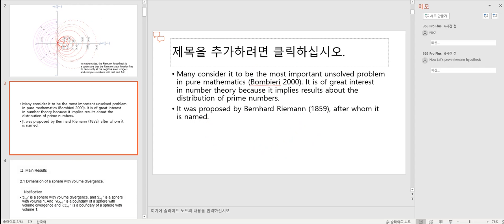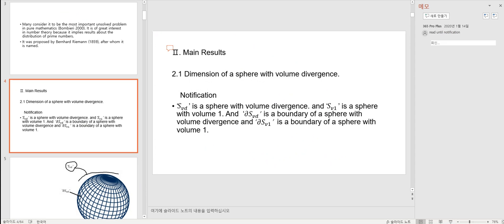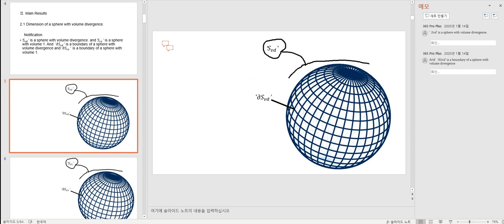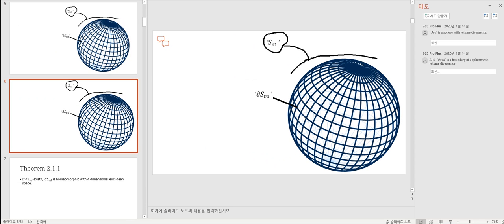Now let's prove Riemann's hypothesis. First, the main result: the dimension of a sphere with volume divergence. Notation: S3D is a sphere with volume divergence, and DS3D is the boundary of a sphere with volume divergence. And SV1 is a sphere with volume 1, and DS3-1 is the boundary of a sphere with volume 1.